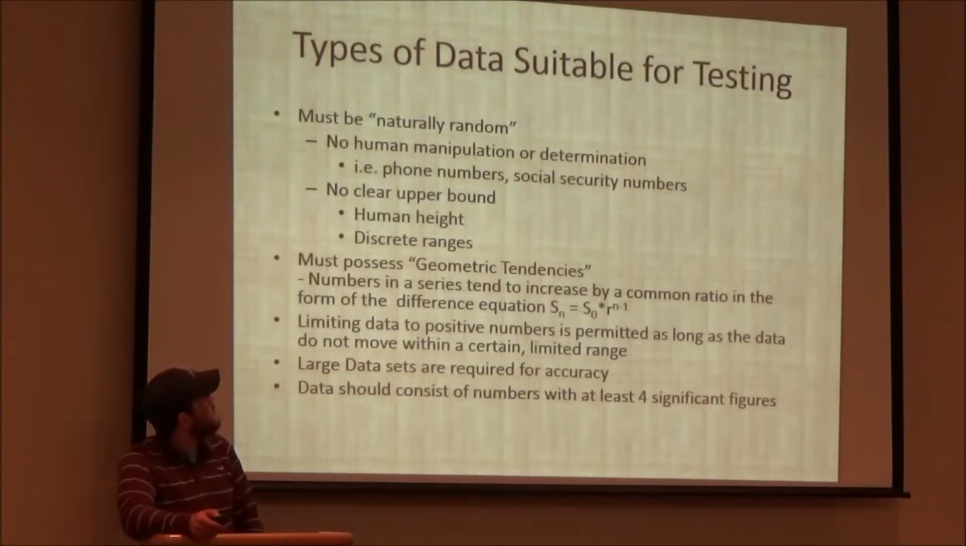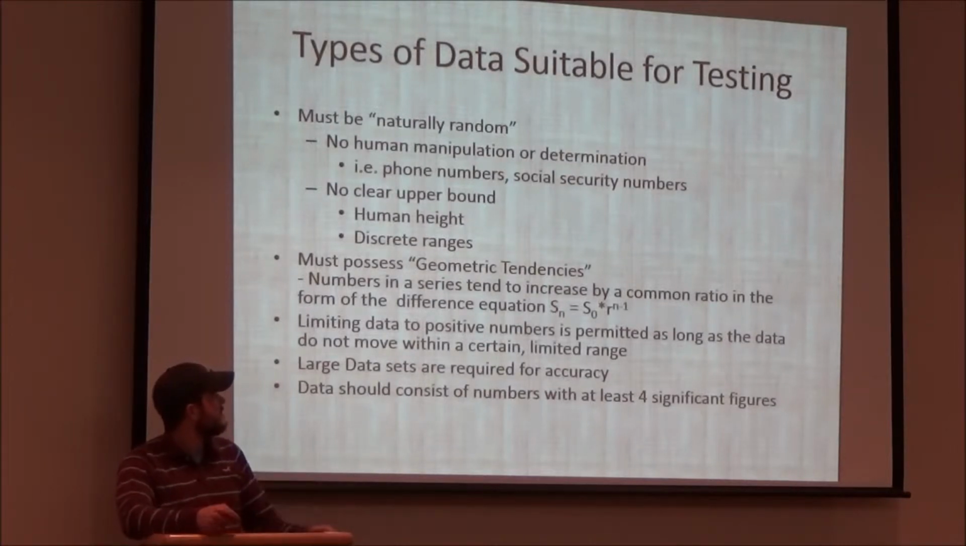So for some sets of data, there are certain requirements that you have to meet. They have to be naturally random. They can't be tampered with by a human, and they can't have discrete endpoints. Like, say you were to measure the heights of U.S. males, you're not going to get any 1,000-footers, so that would have a limited range. They tend to follow a geometric series.